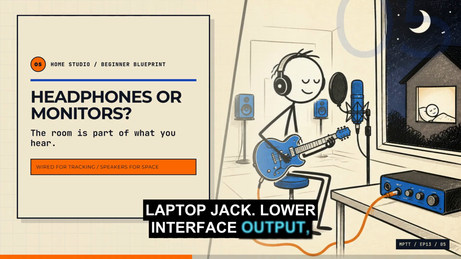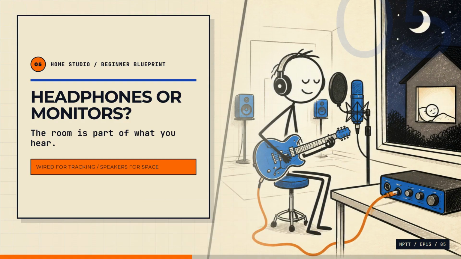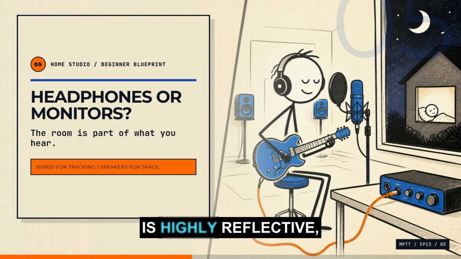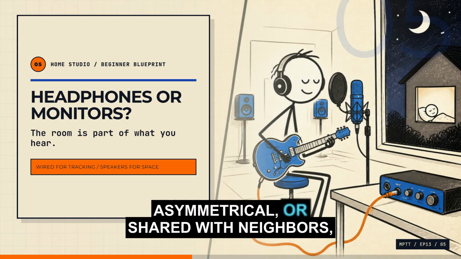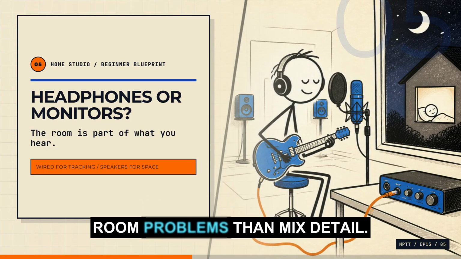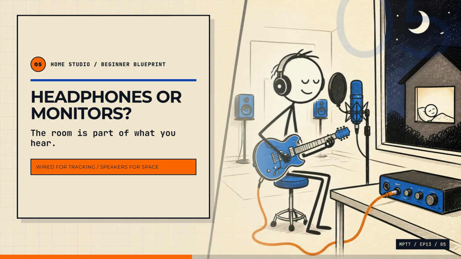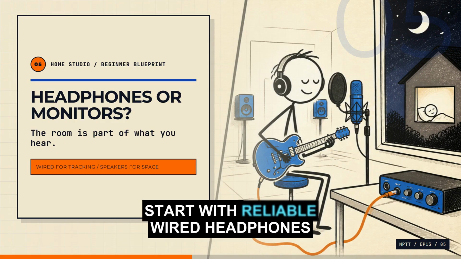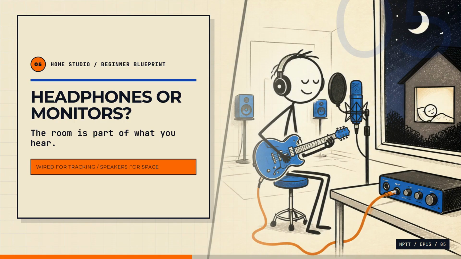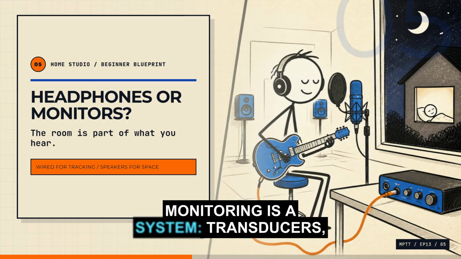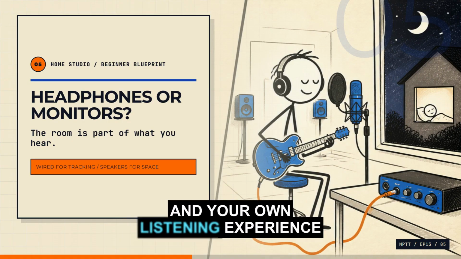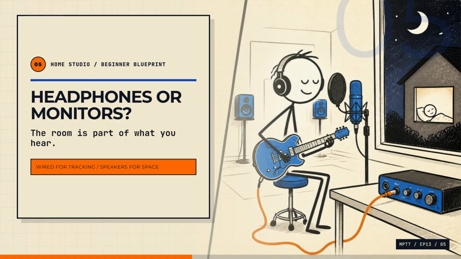Lower interface output, connect with speakers off, then power up and raise level gradually. If the room is highly reflective, asymmetrical, or shared with neighbors, expensive monitors may reveal more room problems than mix detail. In that case, start with reliable wired headphones and improve the room before buying bigger speakers. Monitoring is a system. Transducers, placement, room, level, and your own listening experience all work together.